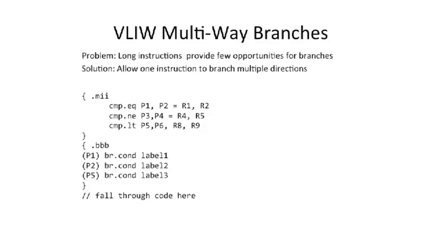And then down here, we have 3 branches that all branch based on these different predicates that we already set up. They can branch to 3 different places: label 1, label 2, and label 3. And there could also be fall-through code if none of the branches are taken. And I should say Itanium actually supports this, so you can buy real chips with this in it.